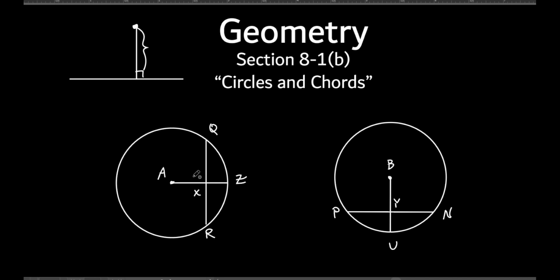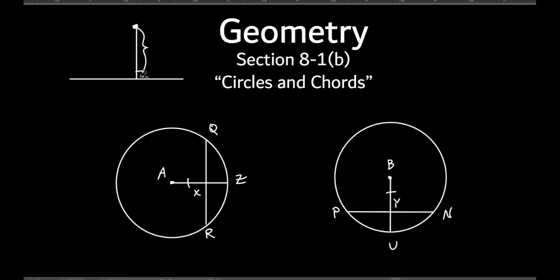I probably should have written it down, but it is a little lengthy. In congruent circles, two chords are congruent. So QR must be congruent to PN if they are the same distance to the center. All right, so if I knew that AX and BY were equal to each other, then what would be true about QR and PN? Then they're congruent.